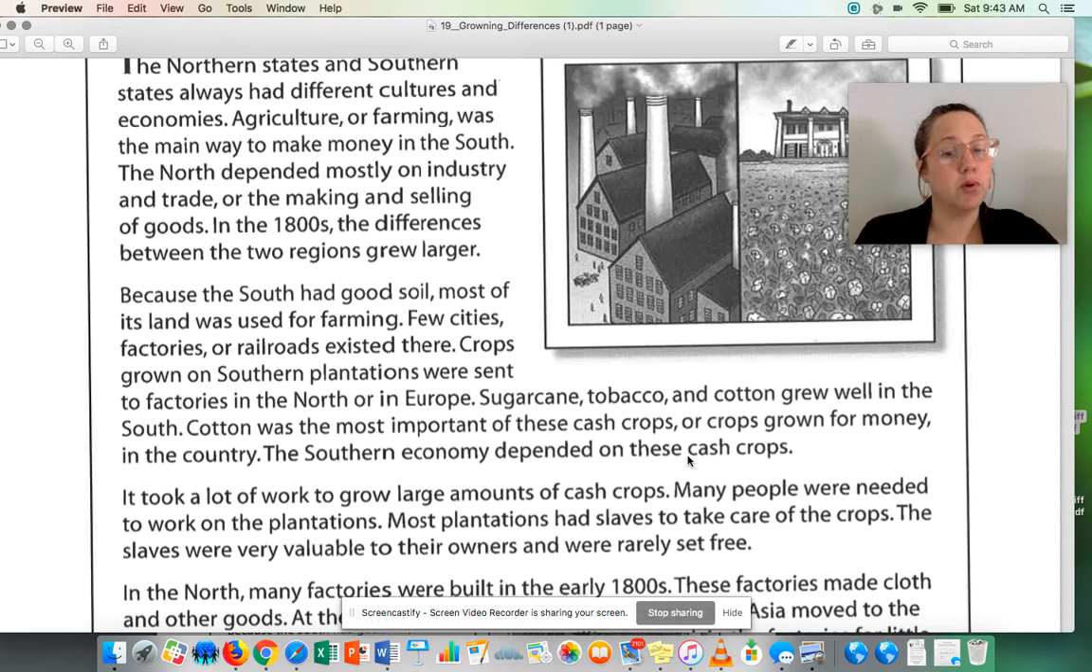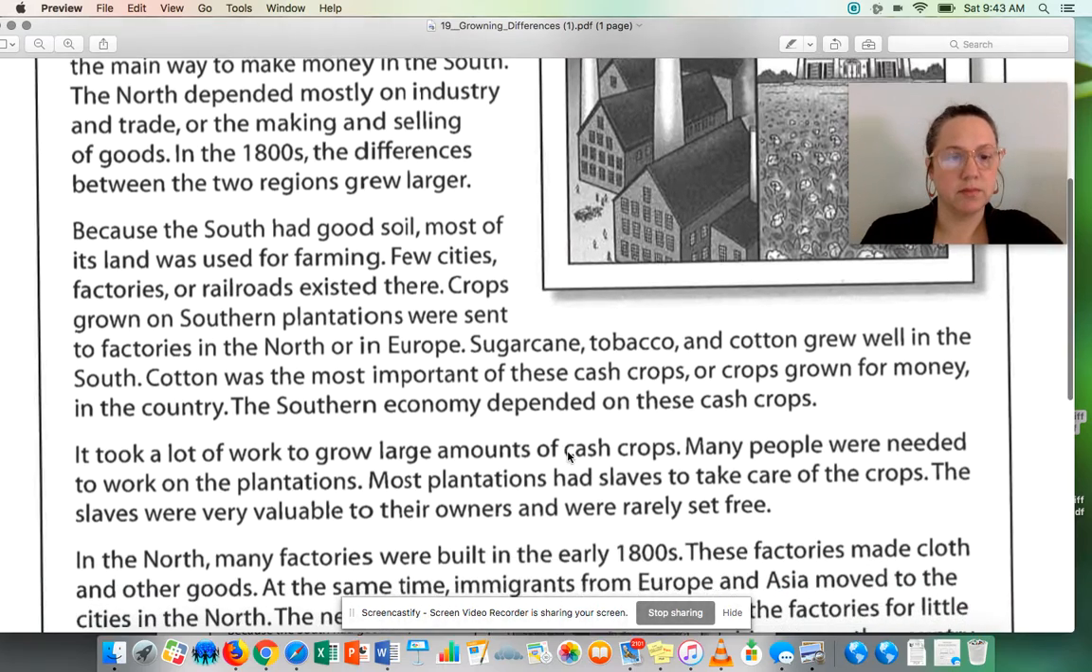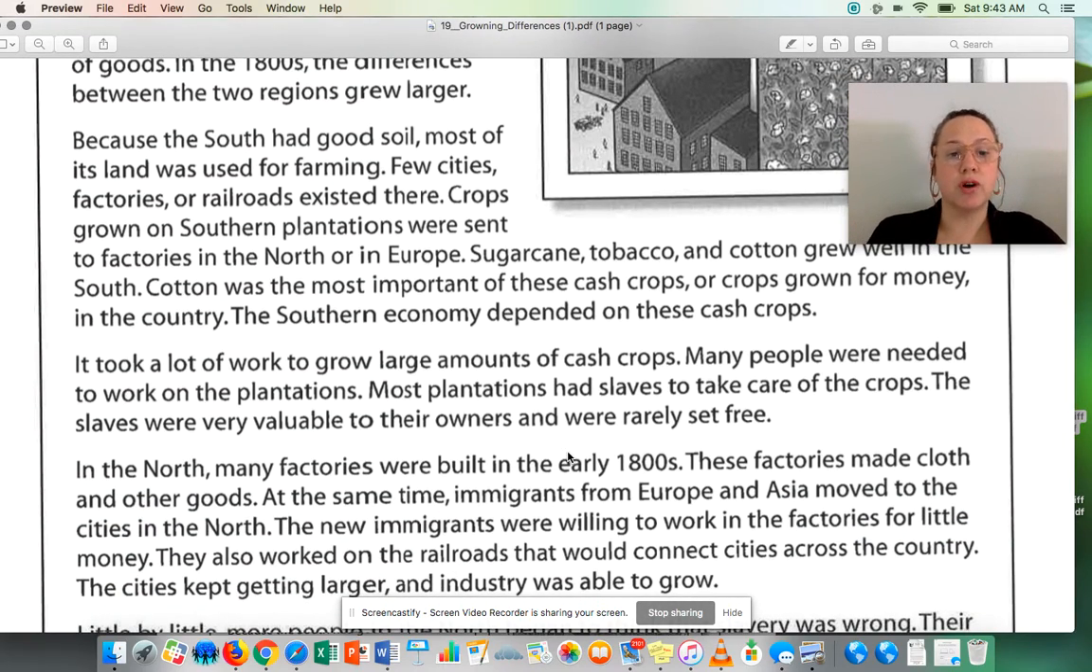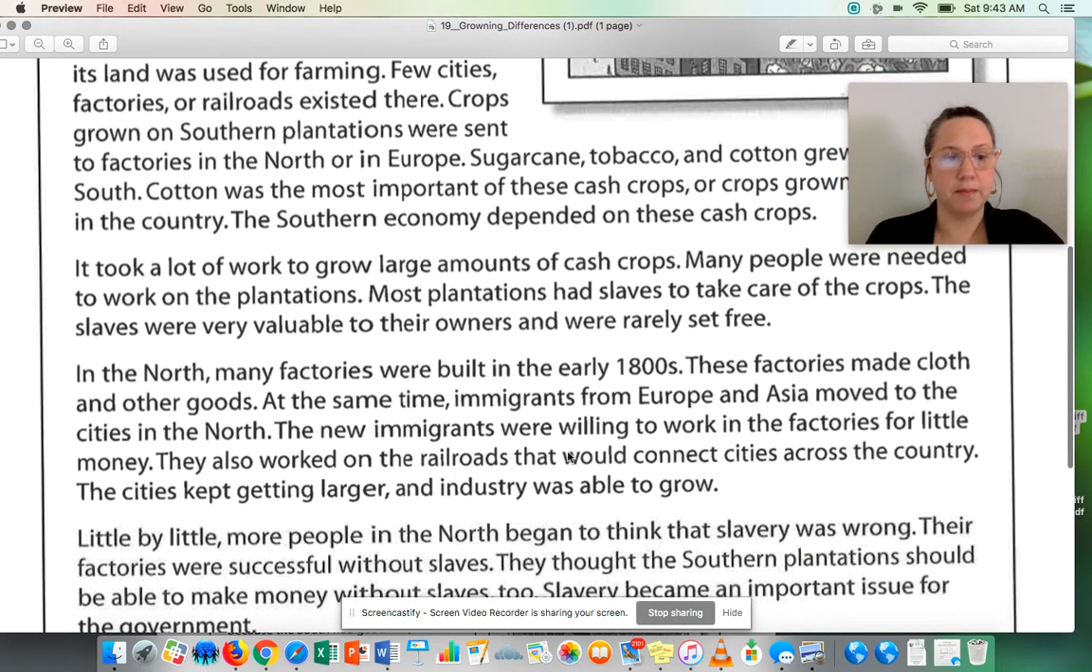Cotton was the most important of these cash crops, or crops grown for money, in the country. The southern economy depended on those cash crops. It took a lot of work to grow large amounts of cash crops. Many people were needed to work on the plantations. Most plantations had slaves to take care of the crops. The slaves were very valuable to their owners and were rarely set free.